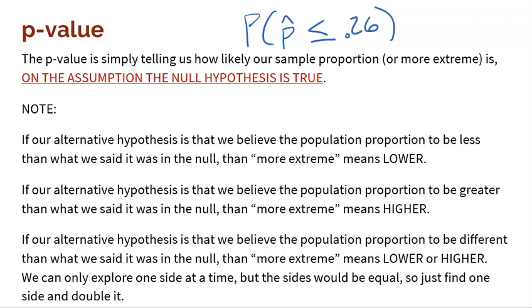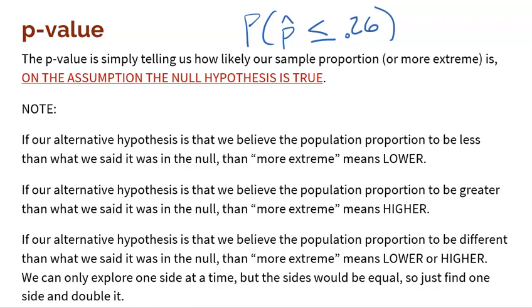The only thing you have to be really careful of is if our alternative hypothesis is that we believe the population proportion to be different, meaning we don't really care if it's higher or lower, we just mean different. In this case, more extreme could be lower or higher. Well, if you think about it, we can only ever explore one side at a time. When it comes down to looking at evidence, we either have evidence that's lower or we have evidence that's higher.